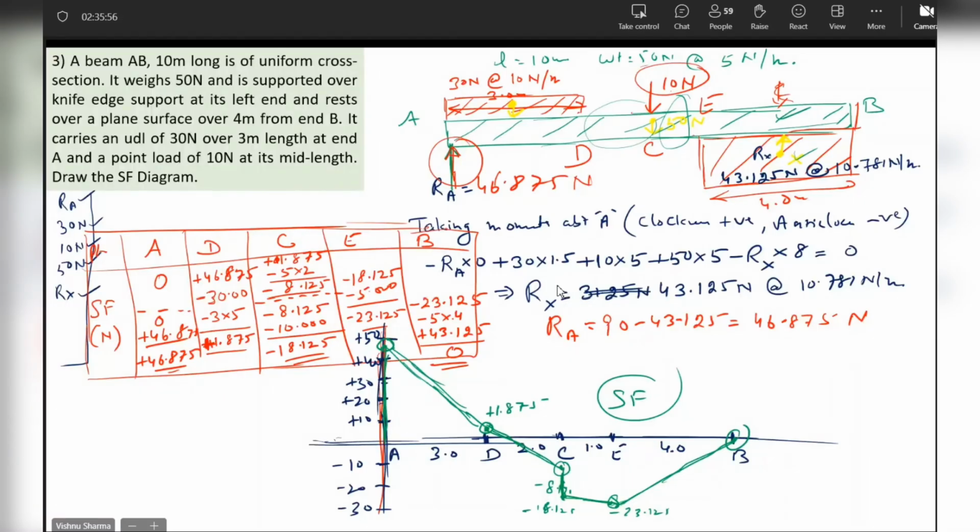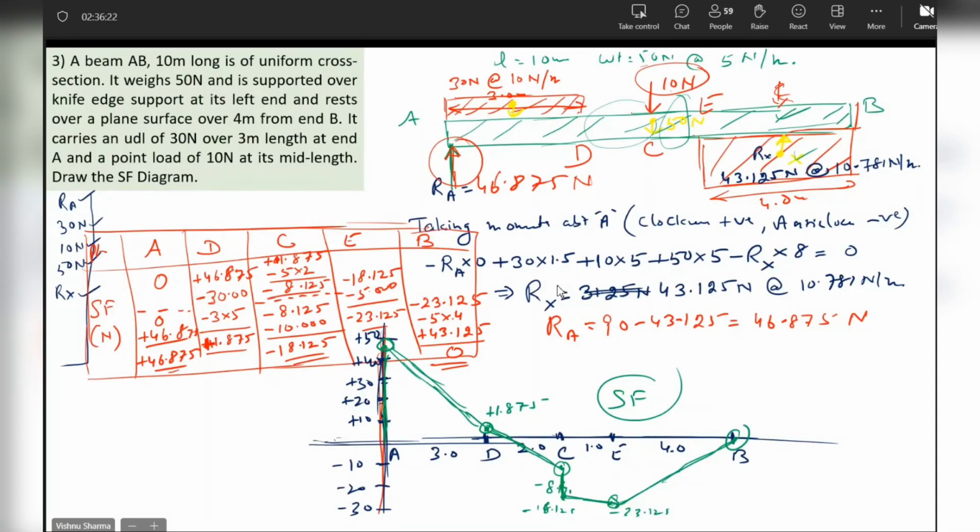Okay, C, you have a point force, so C is divided into 2, no? Yes. So it will go to minus 8 first and then come to minus 18, no? Because it goes to the left side of the point. Yes, so the upper one is just to the left of C, no? So it will go there first, no?